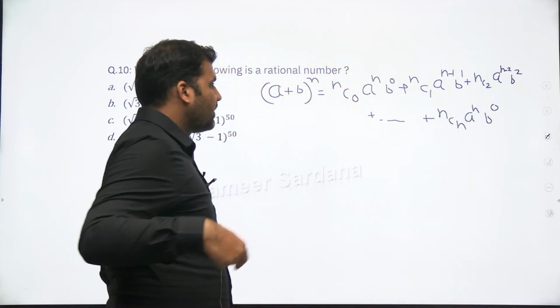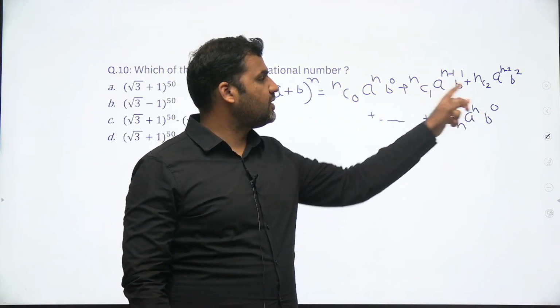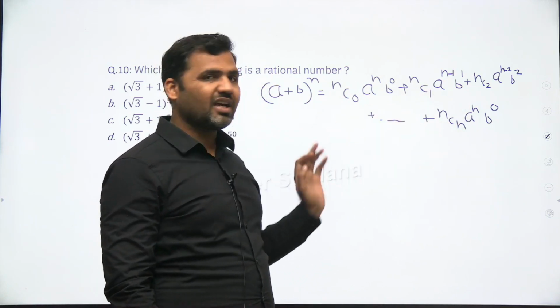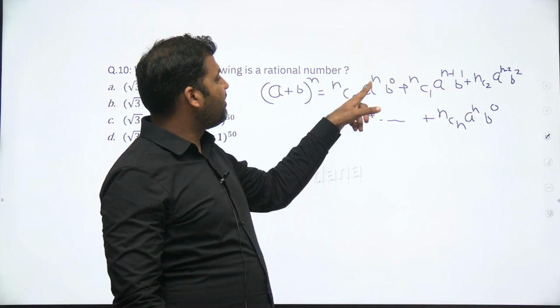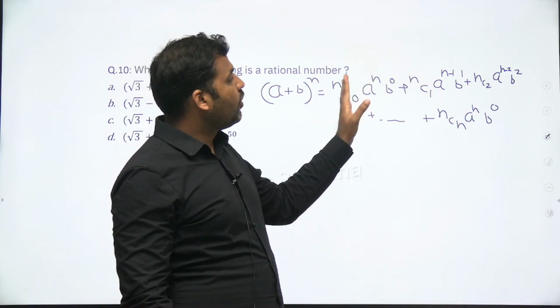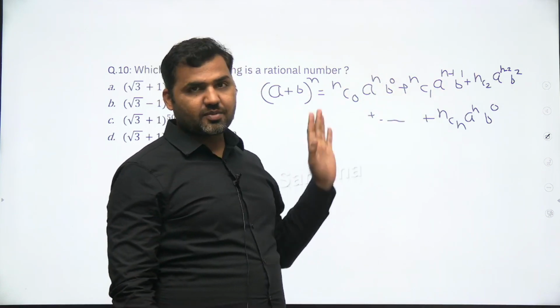So in a binomial expansion, the coefficients are nC0, nC1, nC2 up to nCn for all these n plus 1 terms. The total number of terms here will be n plus 1. The power of a is highest at n, and it decreases by one from term to term, right? That's a binomial expansion for you.